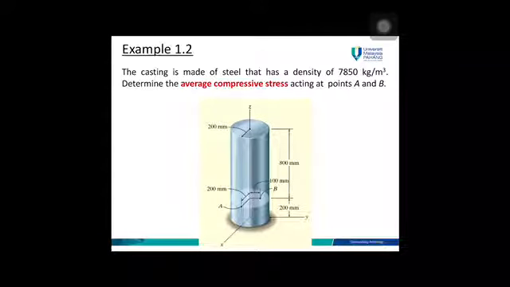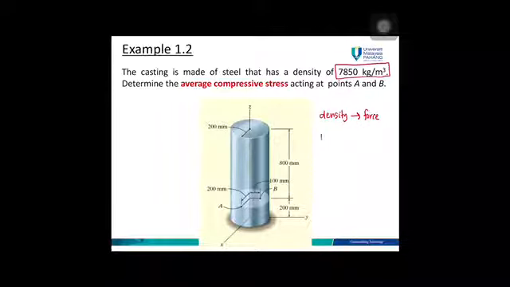For this example, the casting is made of steel, has a density of 7,850 kg per meter cube. Determine the average compressive stress acting at point A and point B. So now they give you the density. You need to know how to convert density into force.